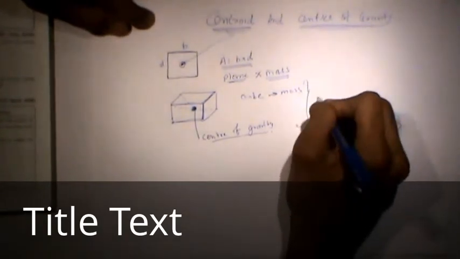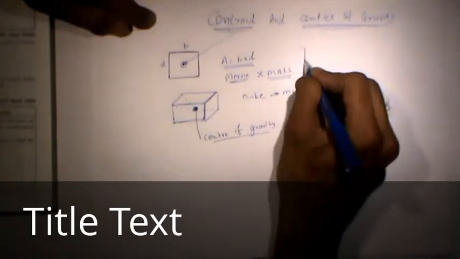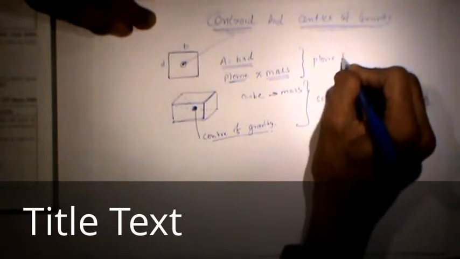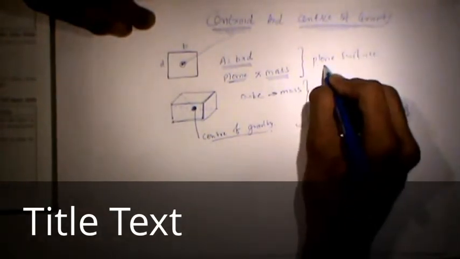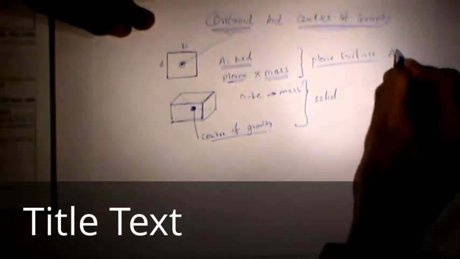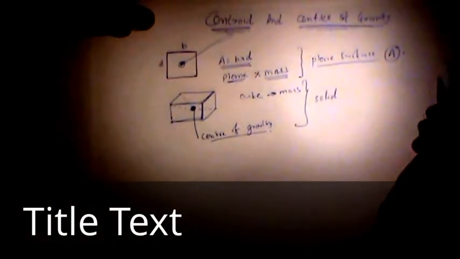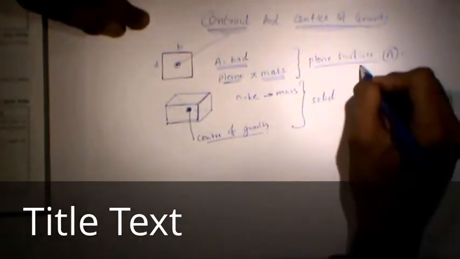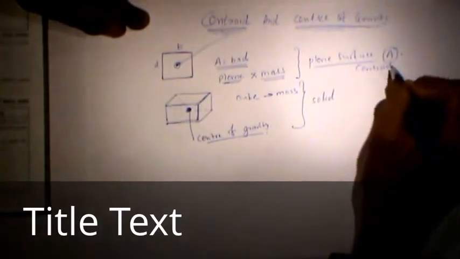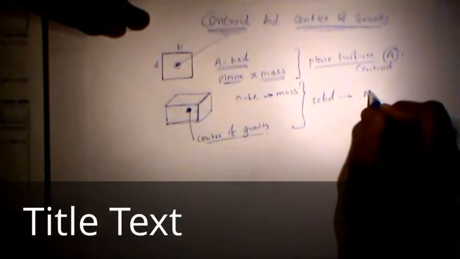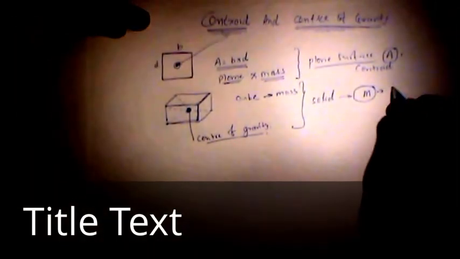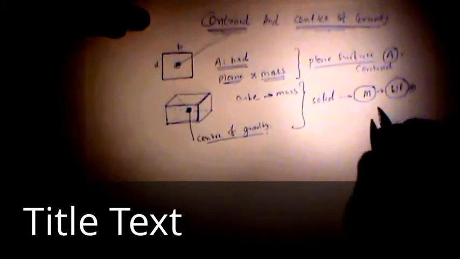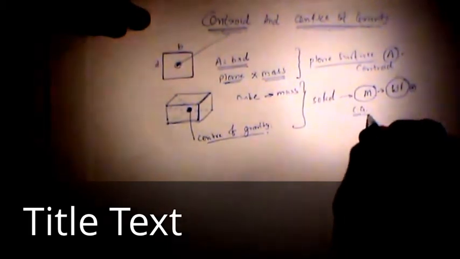So in short, this is for the solid, where the centroid is for the plane surface. It means the area that we are representing is known as centroid, whereas in the solid we have the mass, so it has some weight, and this weight is concentrated on some point that is known as CG, that is center of gravity.